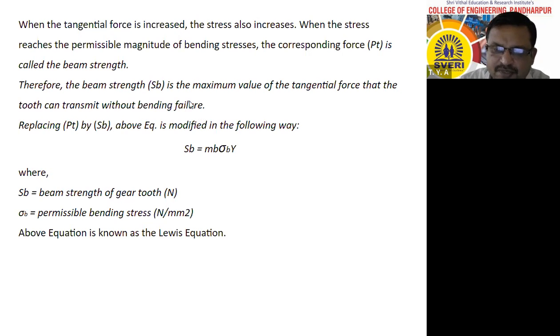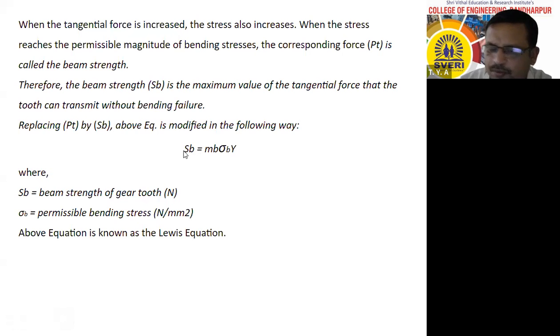Therefore, beam strength SB is nothing but what? It is the maximum value of the tangential force that the gear tooth can transmit without bending failure. This is the definition of beam strength. Replacing PT by SB, what will our formula be? SB is equal to m b sigma b into Y. Therefore, this is known as the Lewis equation, or beam strength equation, where SB is equal to PT.